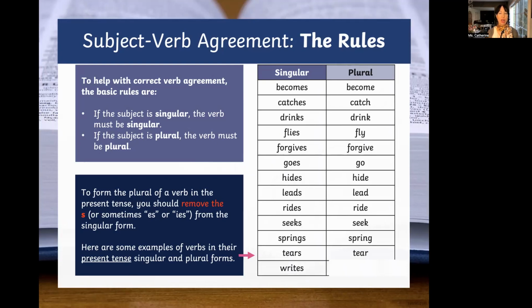We had another one. Writes becomes write. I think I was trying to hurry you. Oh no, I think you were done, right? Good.